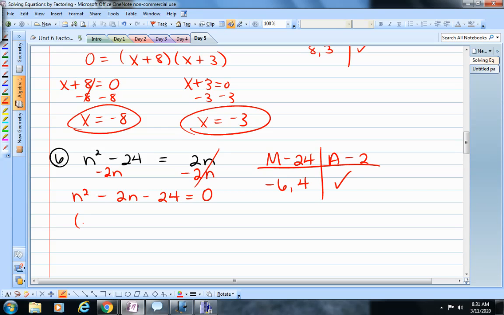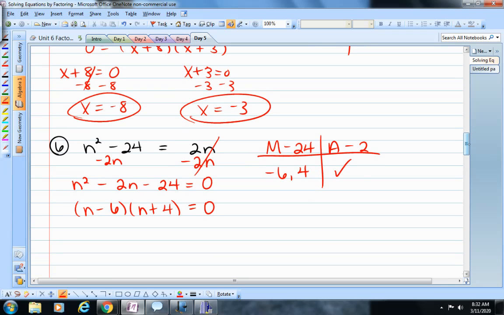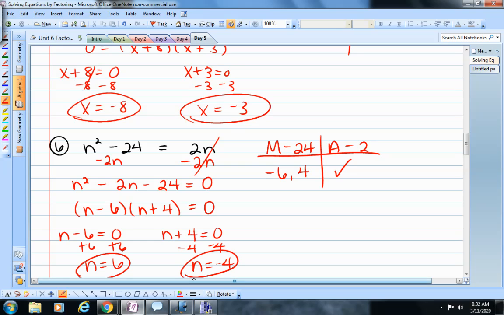So these are n's. So I have an n minus 6 times an n plus 4 equals 0. I know, I have to double check it every time. Yep, and then I set them equal to 0. So for n minus 6, I do what to both sides? Add 6, and n equals 6. And then for n plus 4, n equals negative 4.